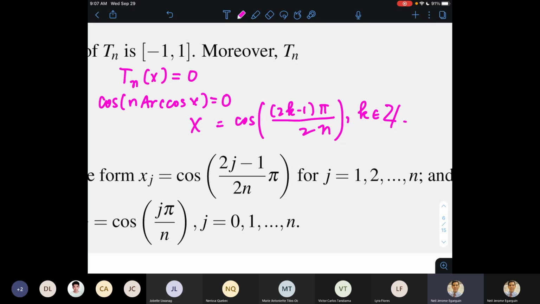So x's that will make the Chebyshev polynomials equal to 0 would be of this form: cosine ng (2j minus 1) over 2n times pi. So dyan siya nagsi-0. And there would be how many? There would be n of them, as expected, because degree n yung T sub n, so it will have at most n roots.